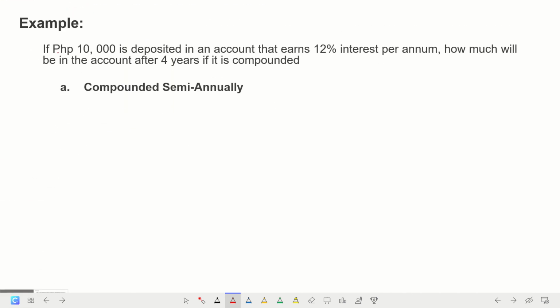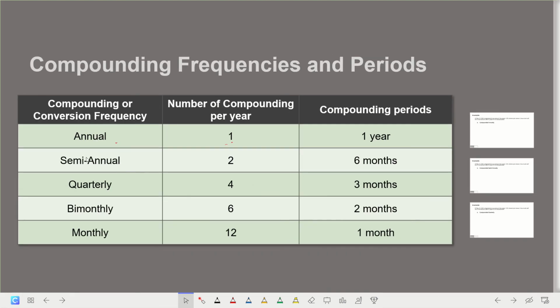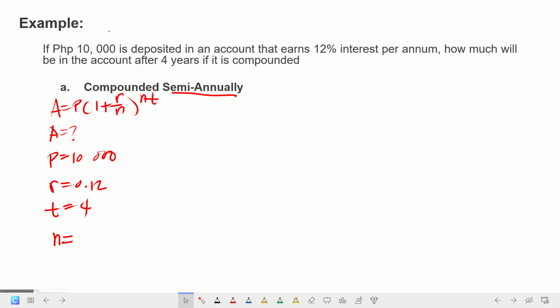Letter B, compounded semi-annually. So, let's write the formula. The formula is A is equal to P times 1 plus R divided by N raised to N times T. We don't know the value of A. We know the value of P, which is 10,000. We know the value of R, which is 0.12. T is 4. And for the value of N, since this is semi-annually, if we look at our table, semi-annual means the number of compounding is 2. So, therefore, we put here that N is equal to 2.